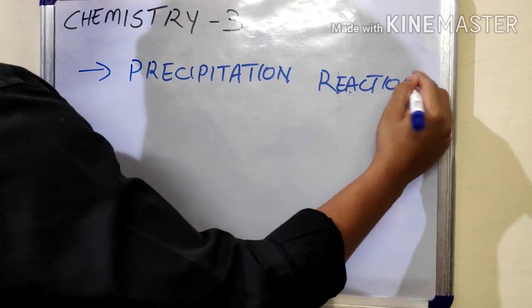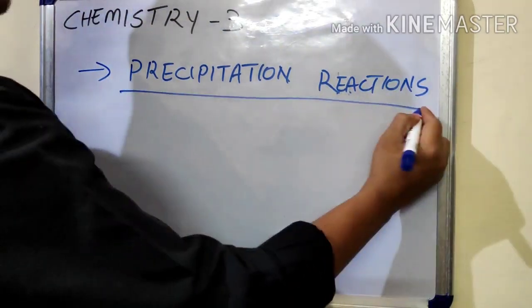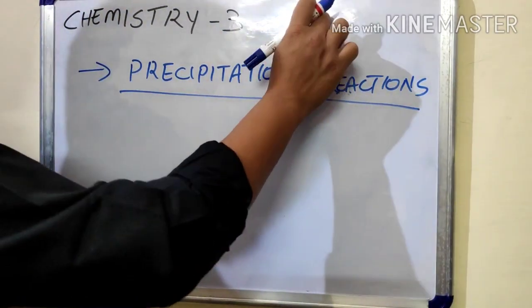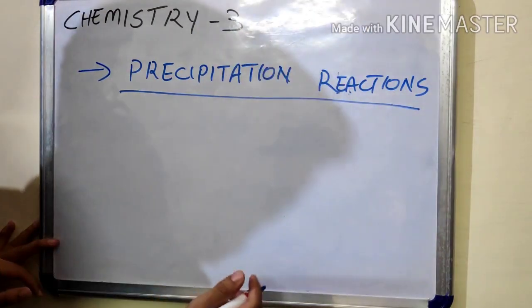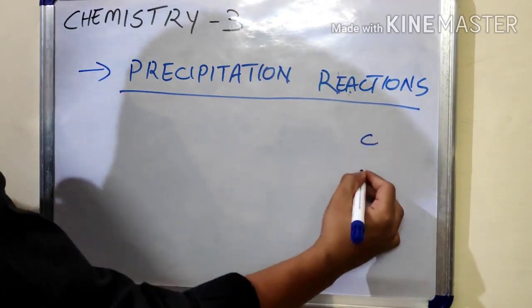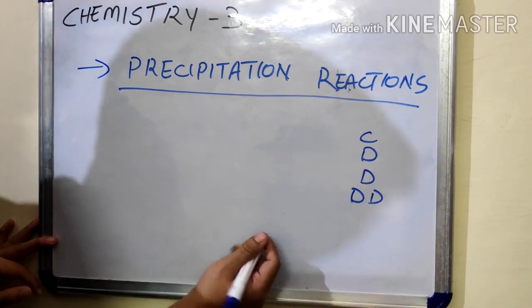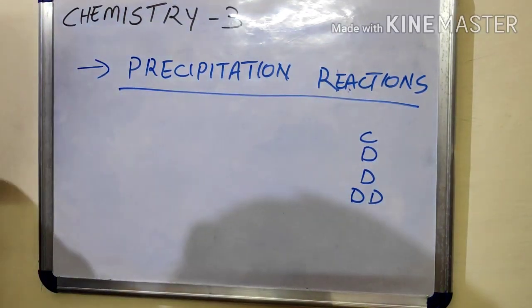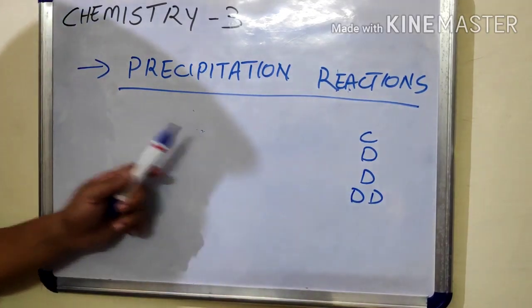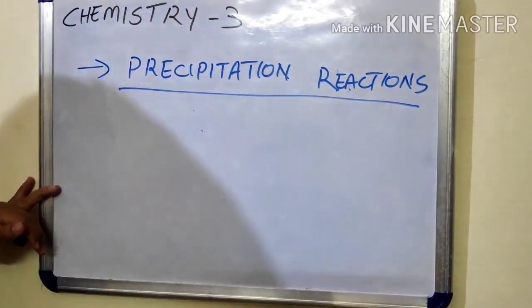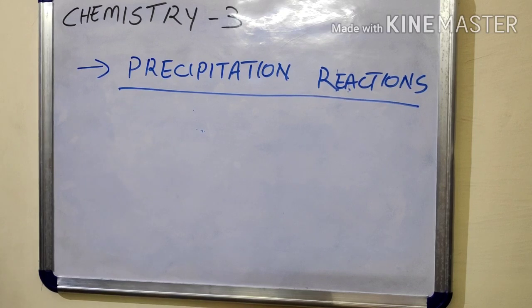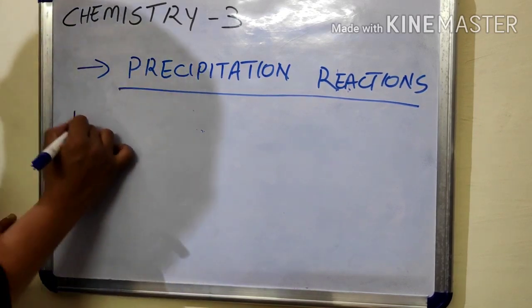Again, I'm telling you, precipitation reactions do not come under the main 5. What all have we studied in the main 5? The main 5 was combination, decomposition, displacement, double displacement, and we will study the 5th one also. But this does not come under that type, precipitation. So what is a precipitation reaction?